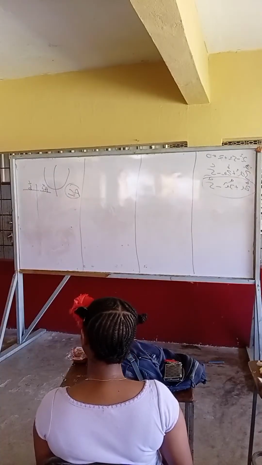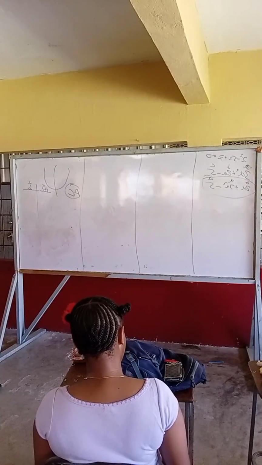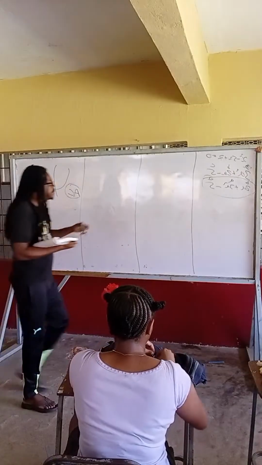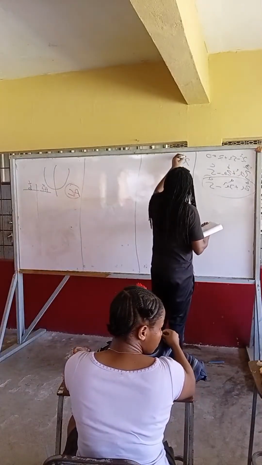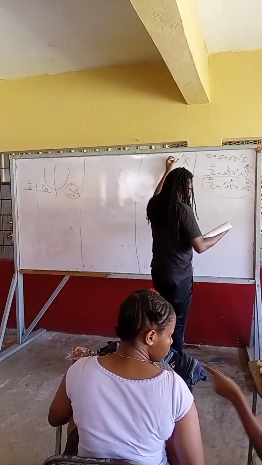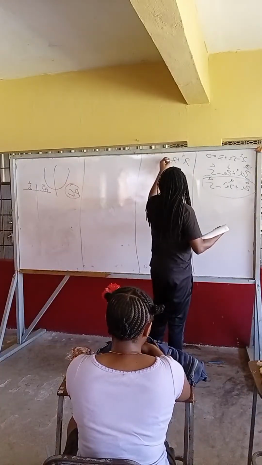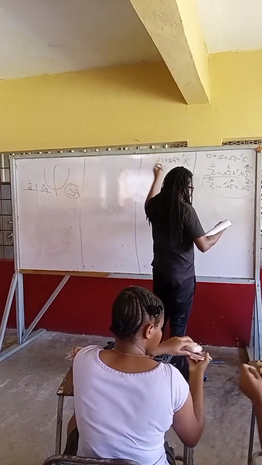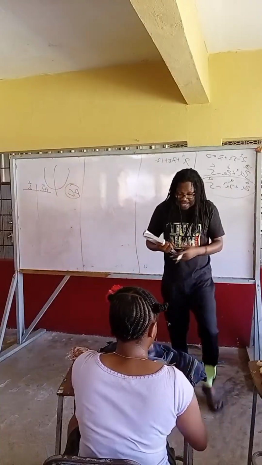All right, what do we do now? So we're going to factorize x squared plus 7x plus 12. So we're going to factorize that.